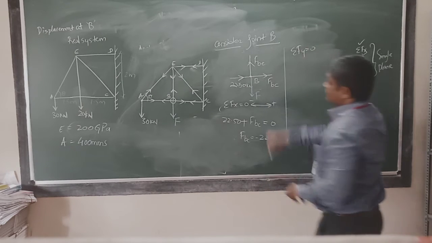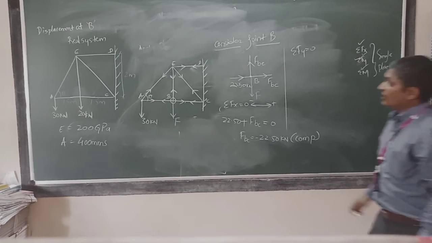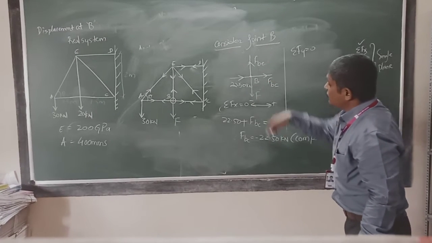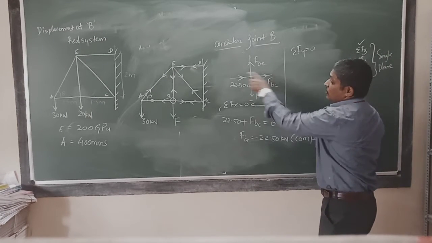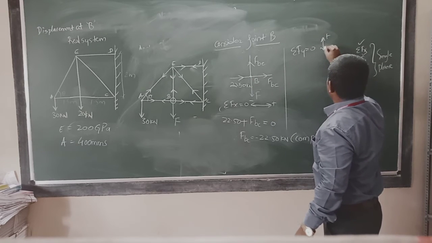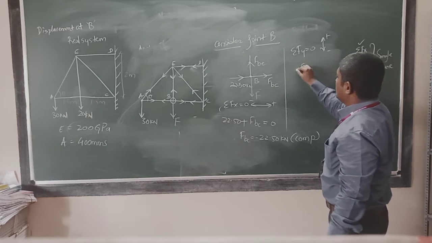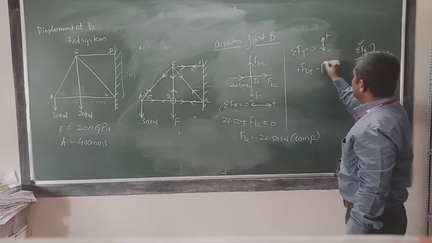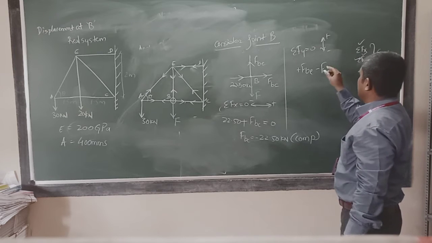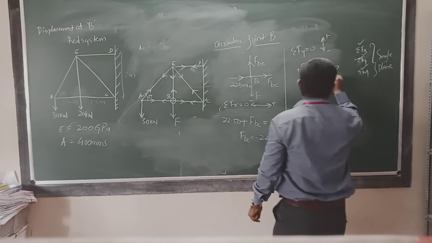Now you go for summation of Fy is equal to 0. Check with which all forces are under which all forces are vertical forces. So these two are horizontal force, these two are vertical force. So upward positive, downward negative. FBE positive because it is upward, minus F downward, it is negative, is equal to 0. So FBE is equal to F.